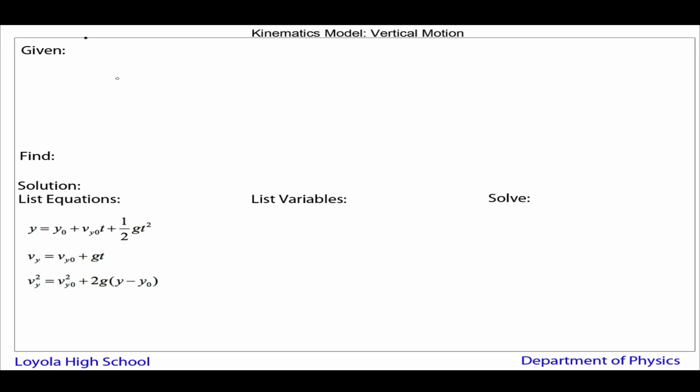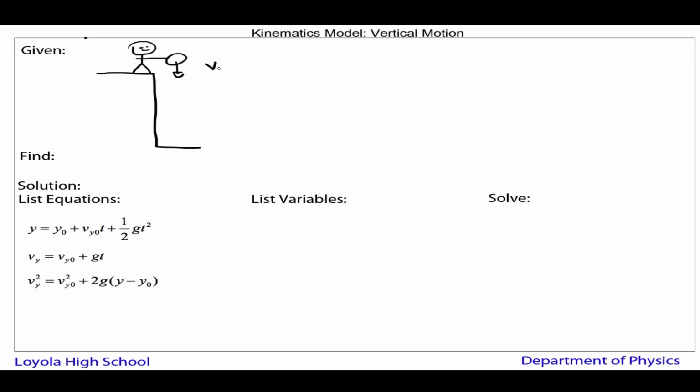In this video, I am going to demonstrate the use of the kinematics model in the vertical direction, so objects that fall under the influence of gravity. Here we have a cliff, and somebody's going to throw an object downwards at a given velocity. We have to find a couple things. So here's an object, and we're going to throw it downwards with a velocity of 11.7 meters per second.